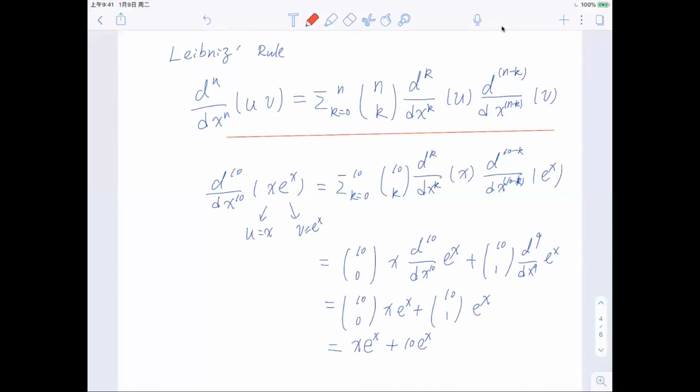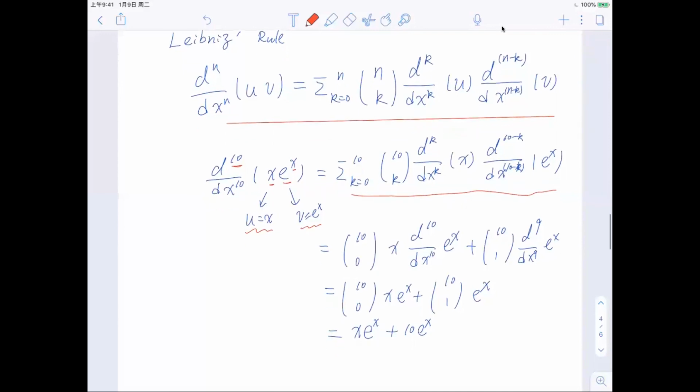It is a homework problem. We want to take the 10th order derivative of x times e to the power of x. And here u is x, v is the exponential function. By the formula, we can write down the expansion, which looks like this. And we can notice that x only has a first order derivative, with the other derivatives equal to 0.